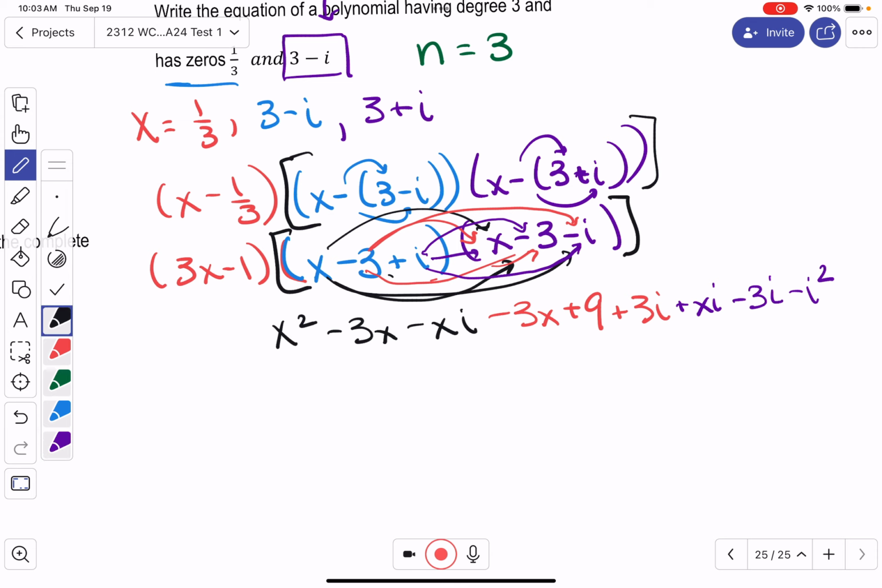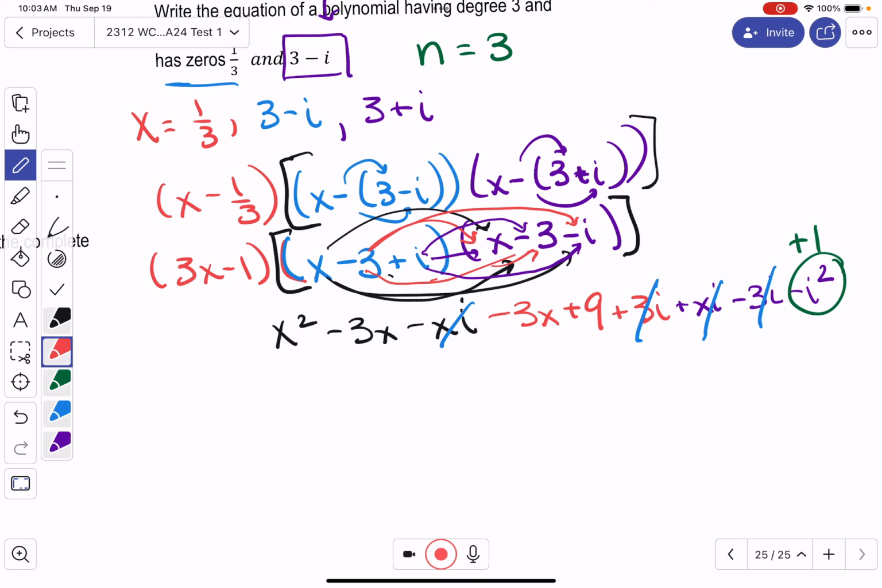This is nice because things are going to cancel. For instance, negative xi, positive xi, positive 3i, negative 3i. In particular, notice all of the i's cancel, and then you have this i squared term out here, negative i squared. Remember, i squared itself is negative 1, times the negative makes it a positive 1.